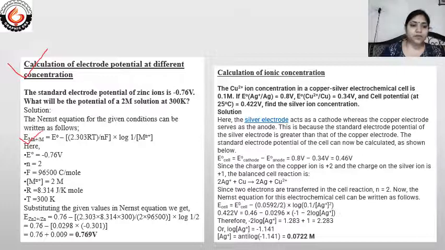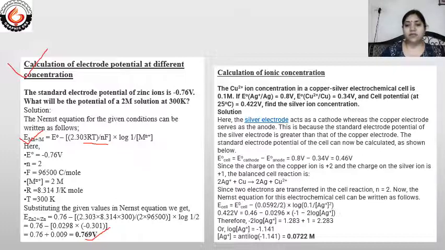This formula will be used, and then by putting all the values we can calculate the value of electrode potential at different concentration and at different temperature. So with the help of this formula we can calculate the electrode potential at any concentration and at any temperature.